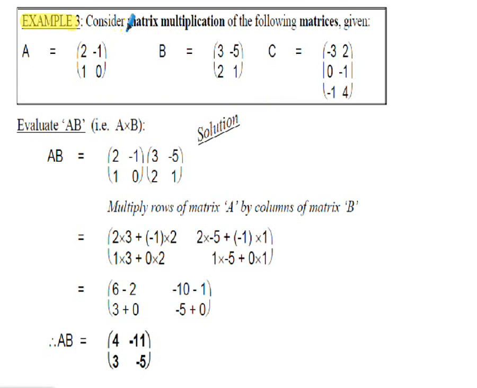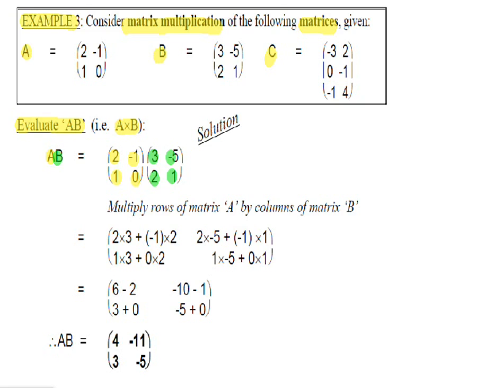Example 3. We're asked to consider multiplication of the following matrices. Matrix A is a 2 by 2, B is a 2 by 2, and matrix C is a 3 by 2. So we're asked to evaluate AB, that's matrix A multiplied by B. So matrix A is 2, -1, 1 and 0. Matrix B is 3, -5, 2, 1. So to multiply these two matrices together, we multiply the rows in matrix A by the columns in matrix B.